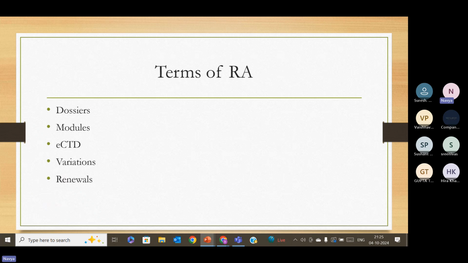Dossier, modules, ECTD. So basically the modules are five: module one, two, three, four and five. Then comes variation. Now, what are variations? Once the product is registered into the market, any minor change in your dossier, which as I have told you is a file that contains the entire data about the product, for example a change in dissolution limit or a change in thickness of a tablet. These are minor changes, but we have to notify that to authority. Every minor change which takes place in your dossier has to be informed to authority. That change is called a variation, and it is filed as a variation.